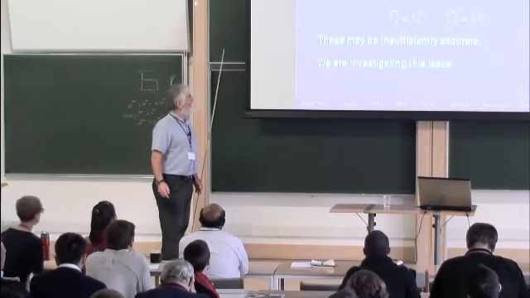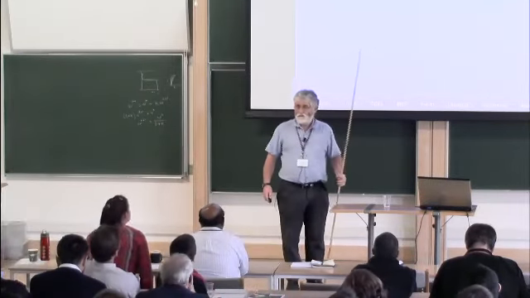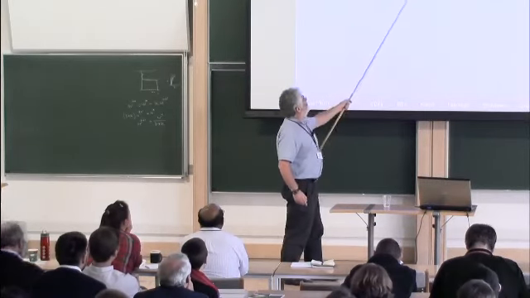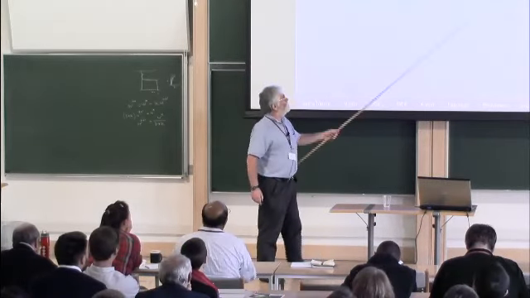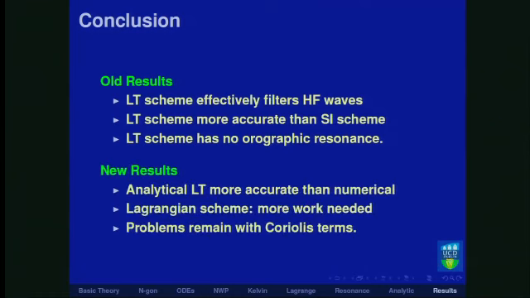So we're optimistic. They're the results that could have been written down a year or so ago. There's nothing new. We have a scheme that filters the high frequency waves effectively. It's more accurate, and that's shown both analytically and numerically, and we get rid of orographic resonance. But what's new is the analytical inversion gives us a more accurate scheme than the numerical, and it removes this spurious sensitivity to the cutoff, which is good.